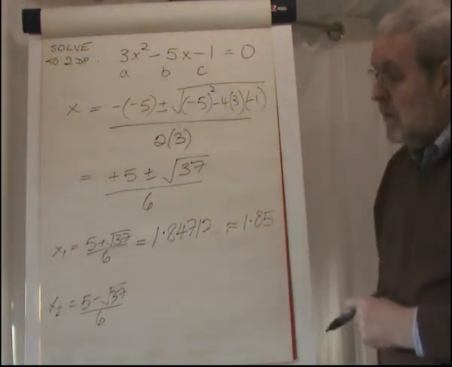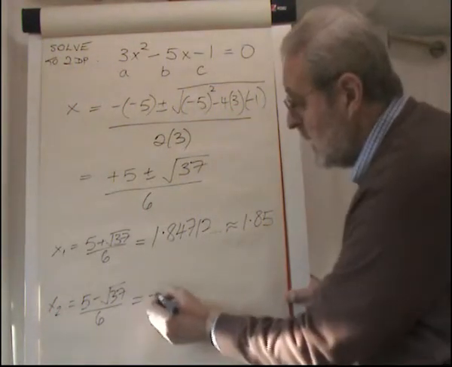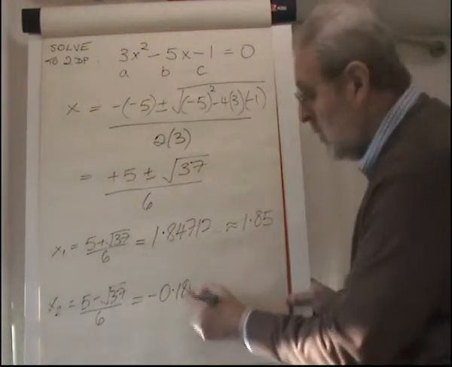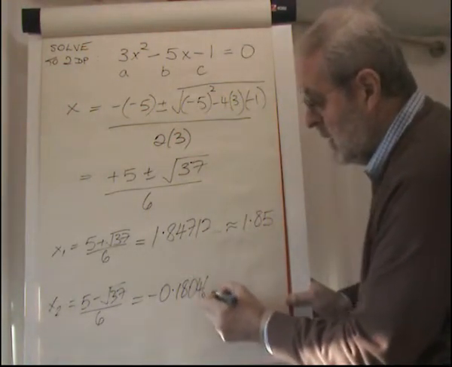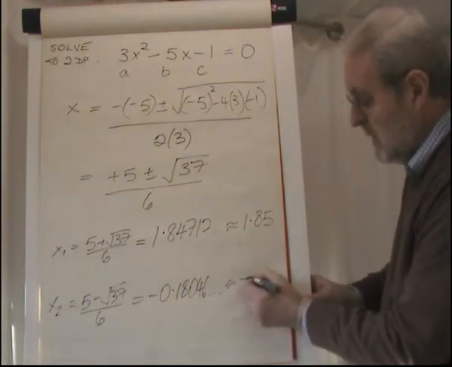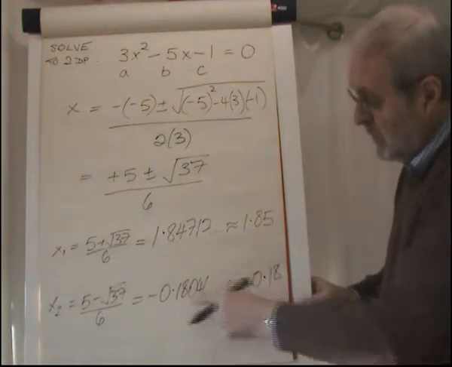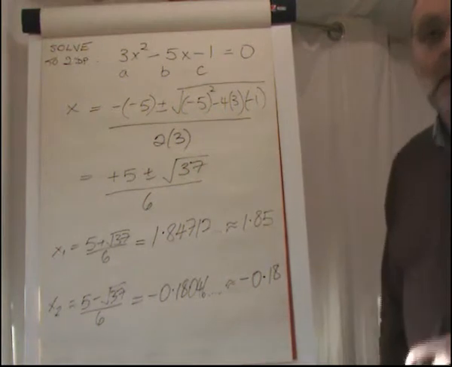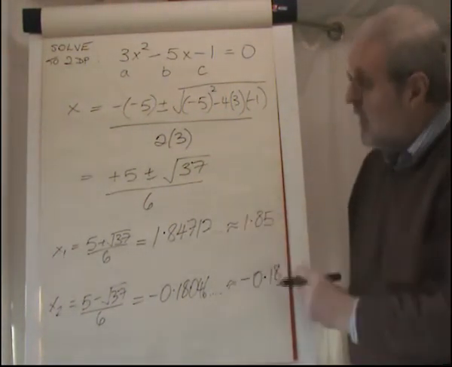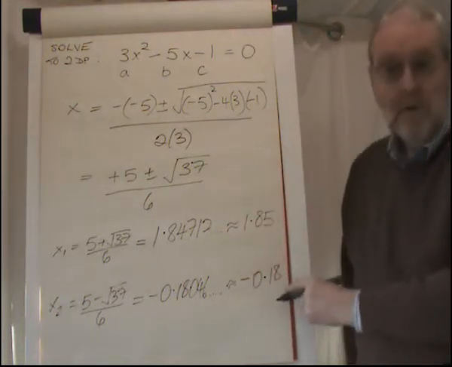and the second root is going to be calculated. It comes out as minus 0.18046. Again, a few more digits, and that rounds to minus 0.18. Watch you actually transfer the minuses, because it's an important part of this answer. So these are my 2 answers for this equation, 1.85 and minus 0.18.